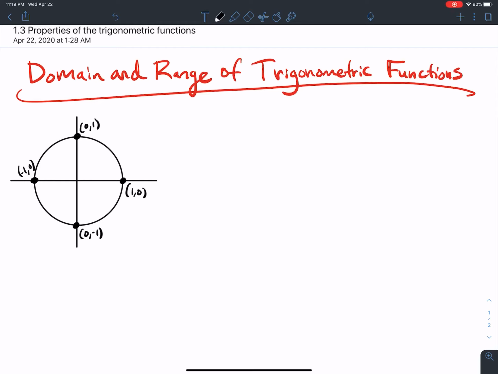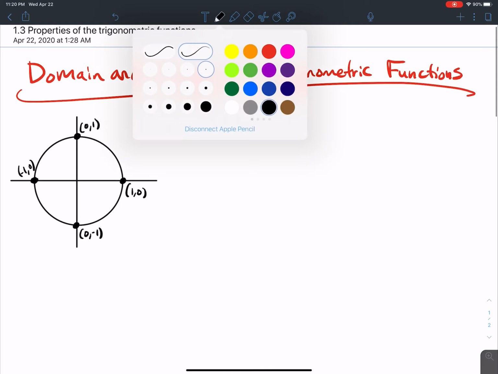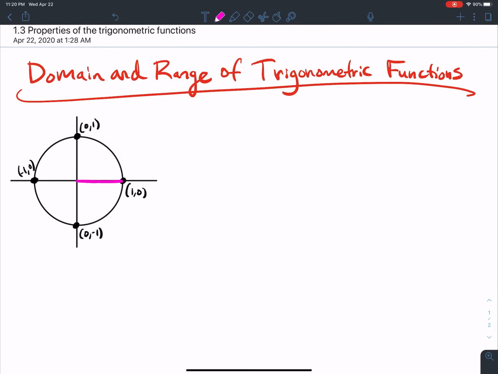So in this section, we're going to talk about the domain and range of the 6 trigonometric functions. First, I want you to just consider this unit circle that we have here. We have an initial side, and then we're going to rotate around our ray. We have this angle theta.